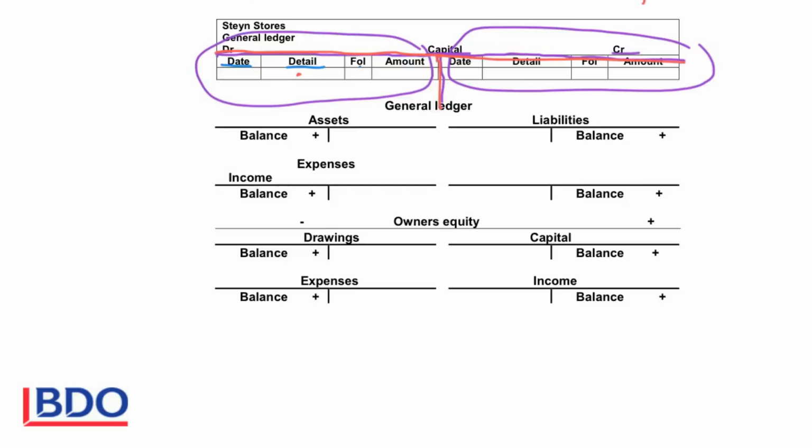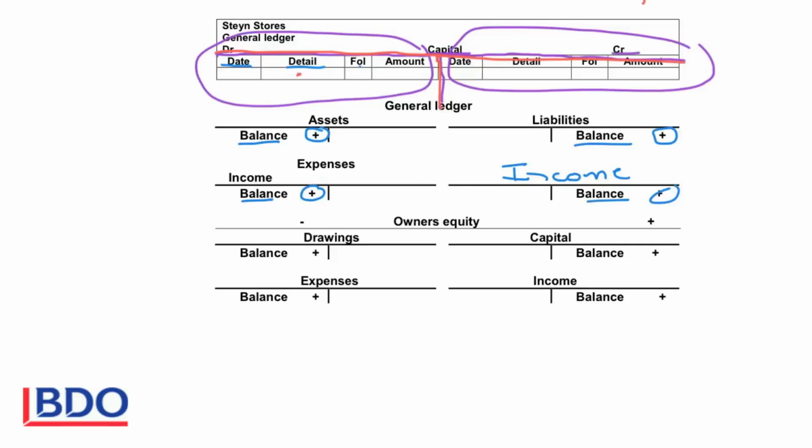Assets increase on the debit side and the balance is always on the debit side. Liabilities increase on the credit side and the balance is always on the credit side. Expenses increase on the debit side and the balance is on the debit side. And income will increase on the credit side and the balance is on the credit side.